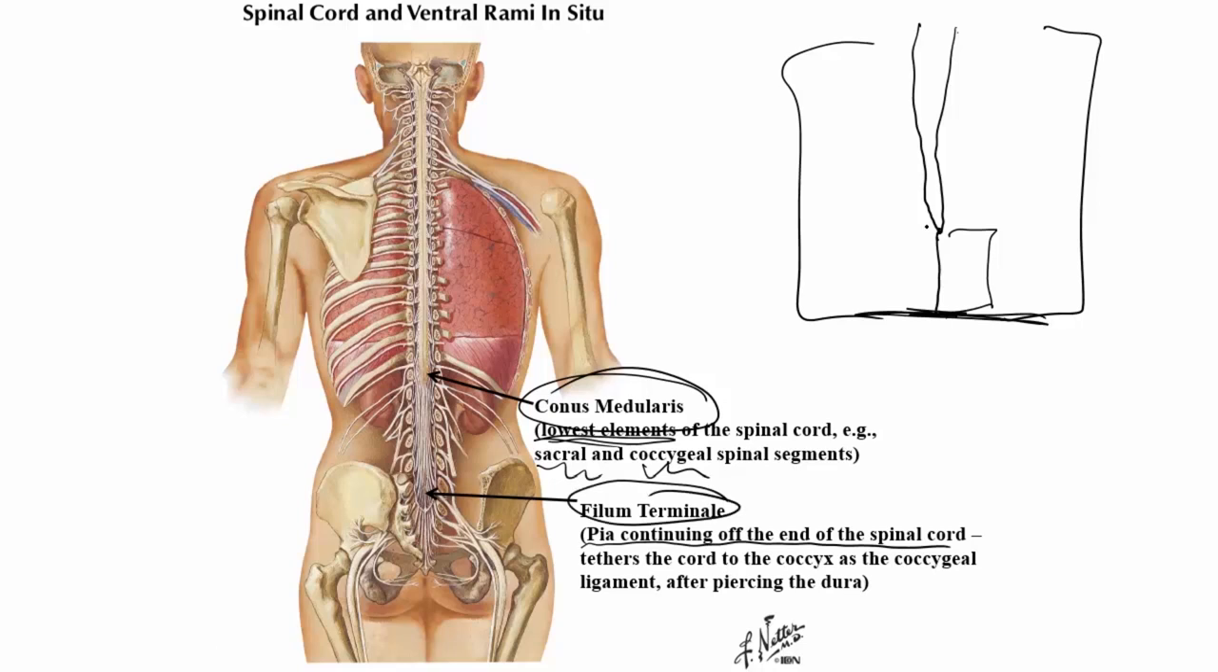So it's coming off the end of the cord, so it starts again at LV1. And then it actually pierces the dura. So if we call this dura, it pierces the dura as the coccygeal ligament, and it attaches down to the coccyx. So that's filum terminale. It's just a landmark structure that one can see.